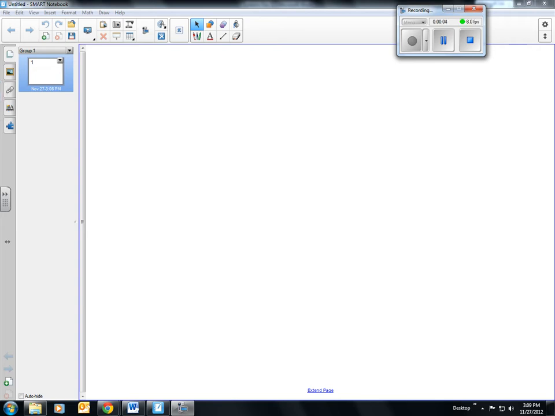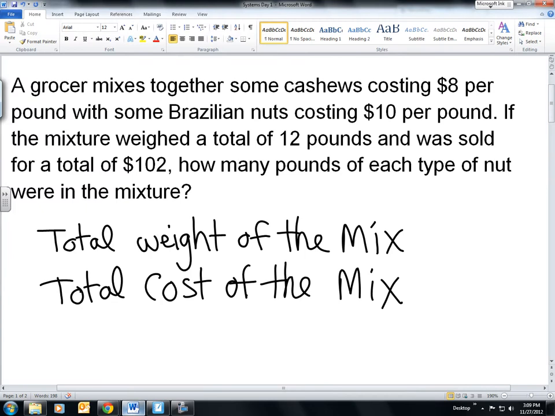Today we're going to be talking about solving systems of equations and applications of that. And so let's start off with this problem here. We have a grocer mixes together some cashews costing $8 per pound with some Brazilian nuts costing $10 a pound. If the mixture that he made weighed a total of 12 pounds and was sold for a total of $102, how many pounds of each type of nut were in the mixture?